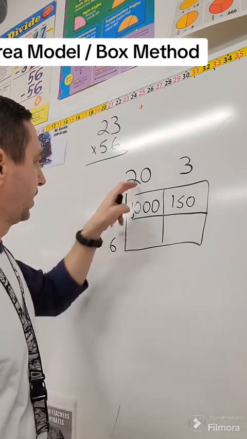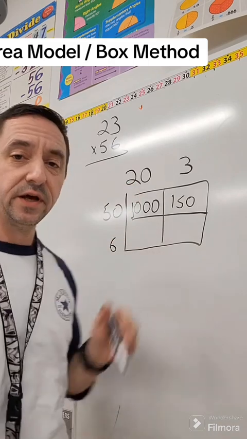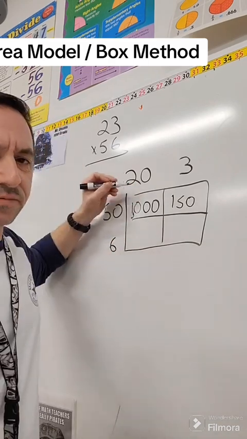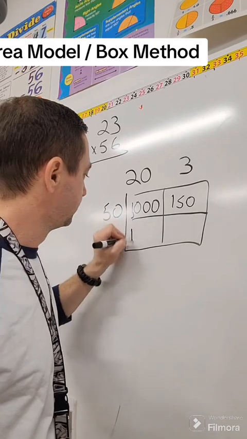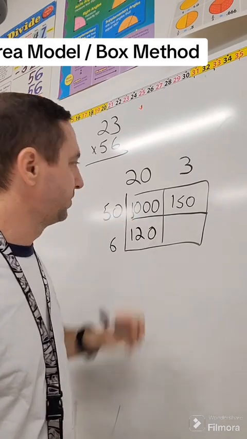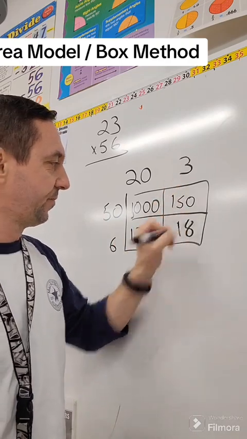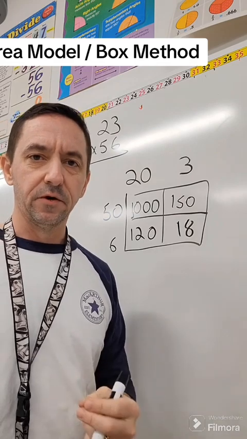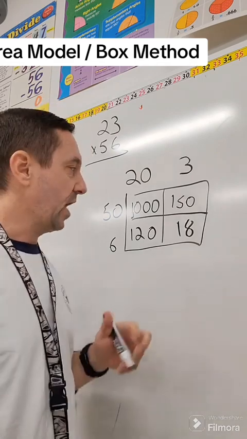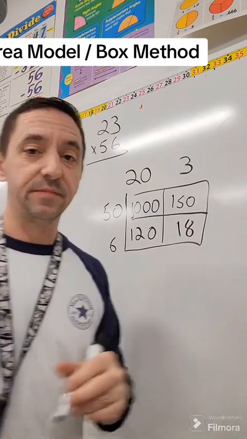We'll go down to the next one, and we're going to do 6 times 20. And I know 6 times 2 is going to be 12. And then I'll just bring my 0 in. And for the last box, I have 6 times 3, and that's 18. What we do here now is we add. We just have to take our 4 numbers and add them back up.